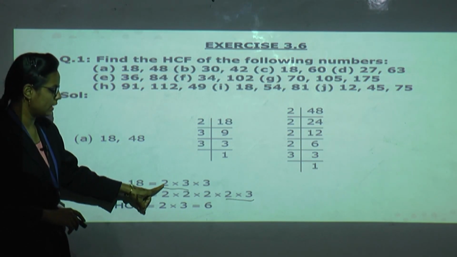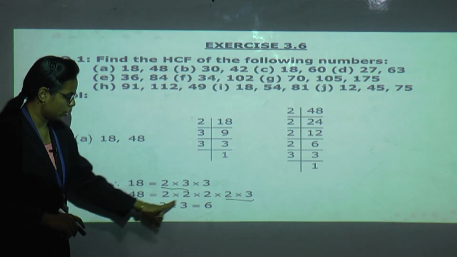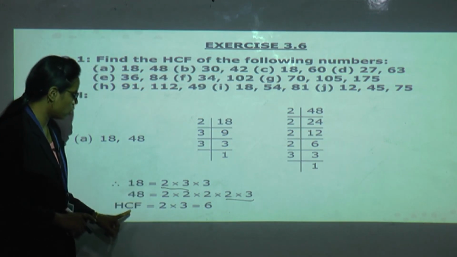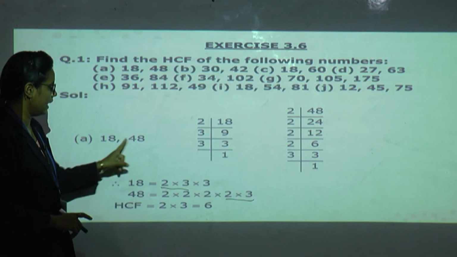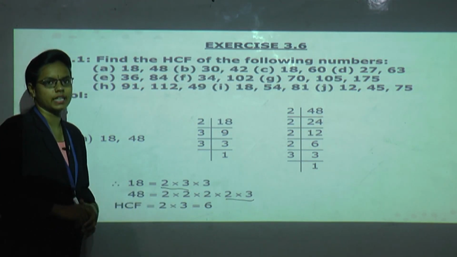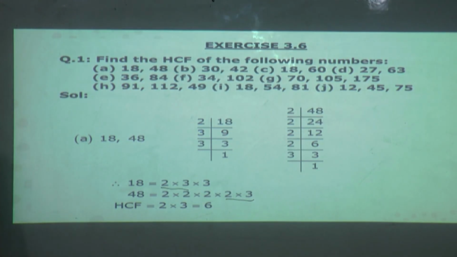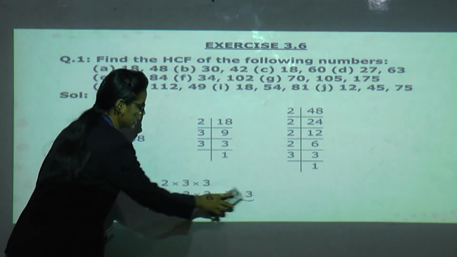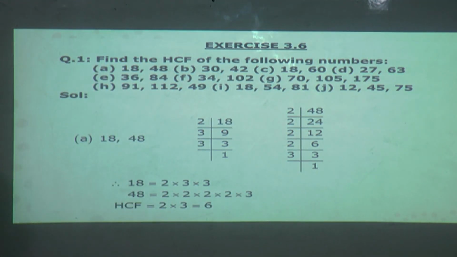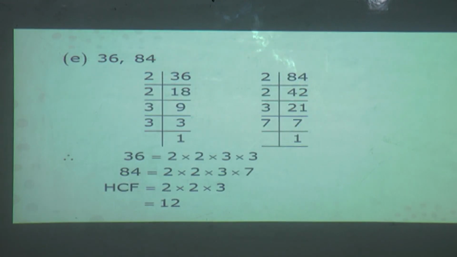So common is 2 into 3. We got 2 3s are 6. So HCF of 18 and 48 is 6. Highest common factor of 18 and 48 is 6. So in this way we find the highest common factor by division method.